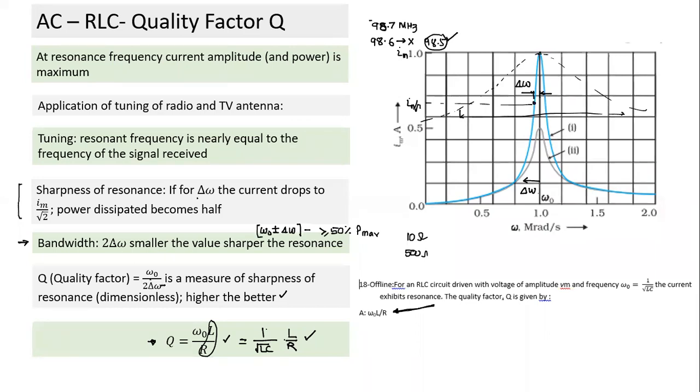And what is delta omega? Delta omega is the change in frequency from resonance frequency so that the current drops to 1 by root 2 times, power drops to half. 4 points we should remember about quality factor. Is that clear? Okay. So quality factor, that's enough. That's what you need to know.